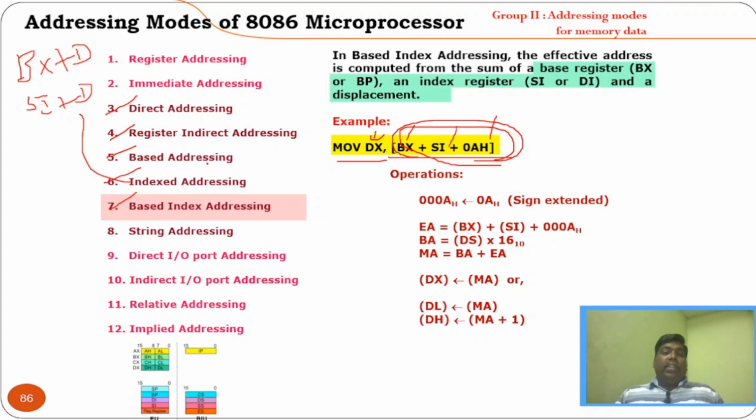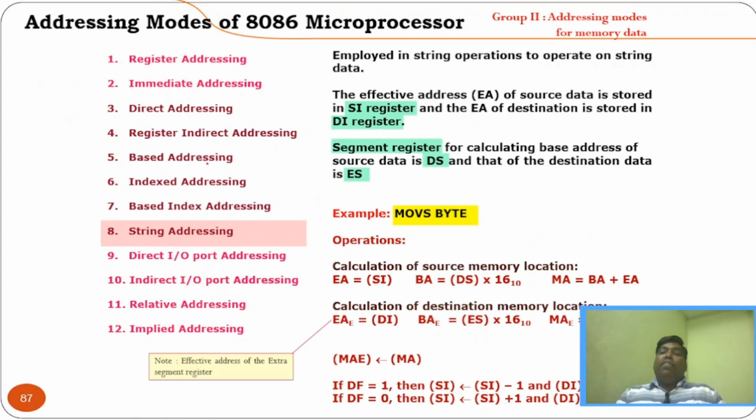And now the very important thing is string addressing. String addressing is used whenever we go for string operation, right? You can see this particular instruction, move byte. Whenever we go for string operation, we will use this addressing, and the effective address will be saved in SI and DI, right? That is, the source data will be saved in SI and the destination will be saved in DI. Even here the index pointers are used to save the source data and destination data, right?